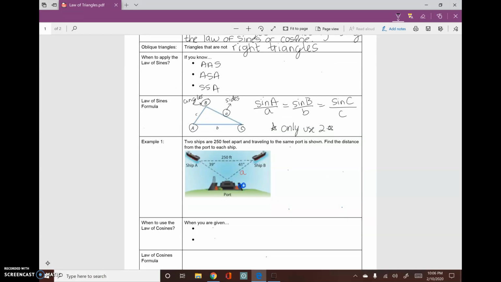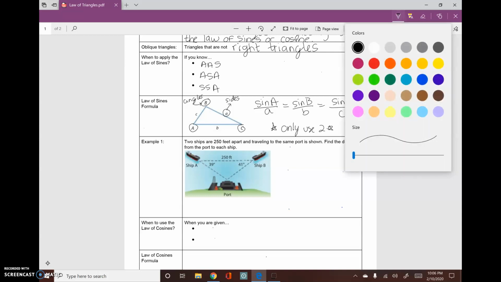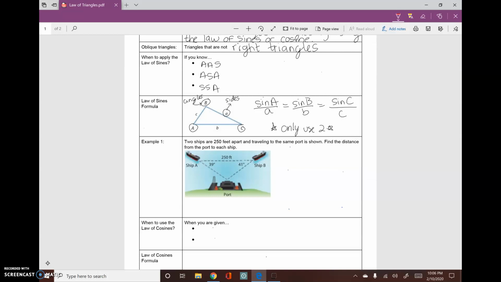So if we jump over to example 1, two ships are 250 feet apart and are traveling to the same port. Find the distance from the port of each ship. I'm going to find the distance of ship A, and then you'll find the distance of ship B.